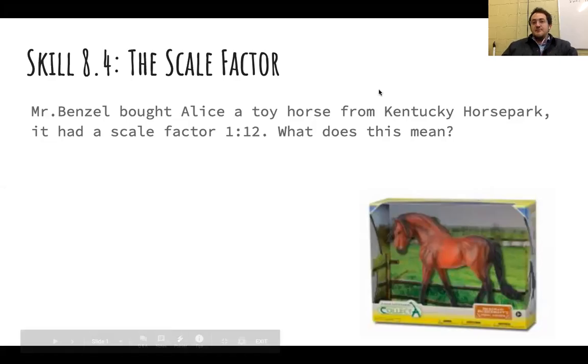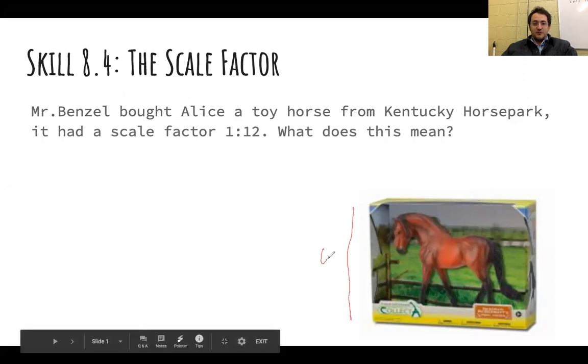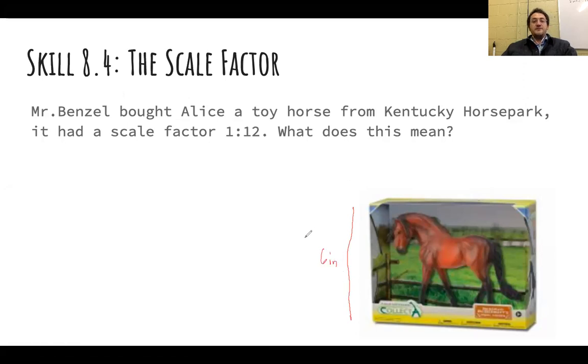We're going to be talking today about skill 8.4, which is scale factor. So scale factor, an example is, let's say that I buy Alice a toy from Kentucky Horse Park, and maybe in the box it stands 6 inches tall. And it says on the box that it has a scale factor of 1 to 12. So what this means is that on the bigger real life, I would just take the 6 and multiply it by 12, so its actual size would be 72 inches.